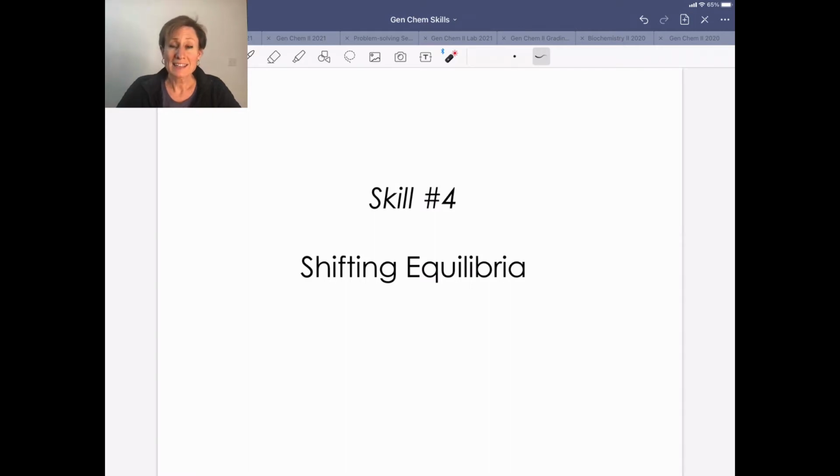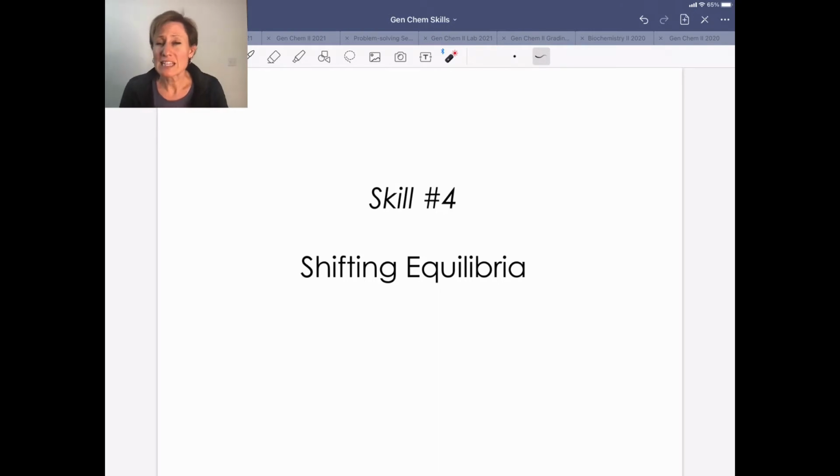So our last skill here in Learning Unit 5 on Equilibria has to do with shifting equilibria. And wow, your head probably hurts from solving those equilibrium problems. Those are tough problems. There's a lot to think about, and a lot of steps to do, but it is one of the key skills that we are going to do in Gen Chem 2. It has application in the next 2 learning units, so please make sure that you master that skill.